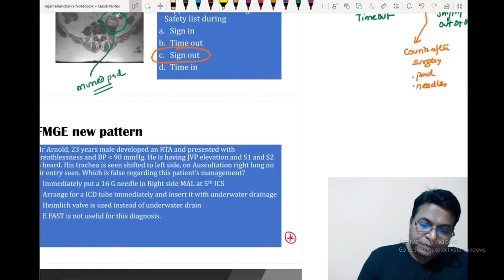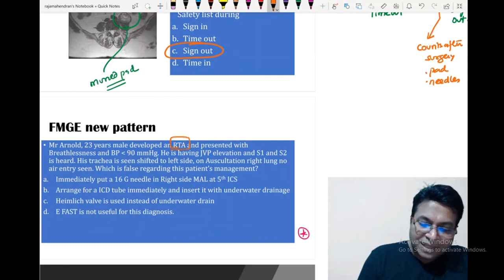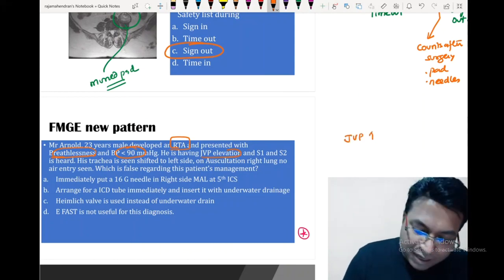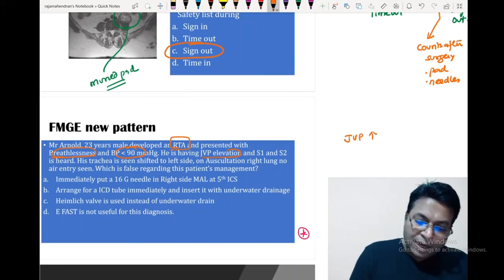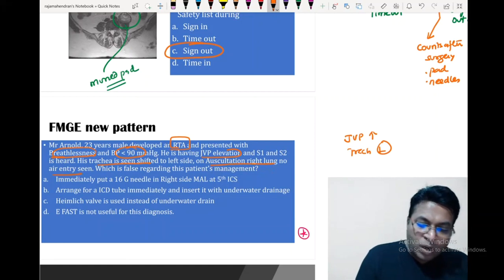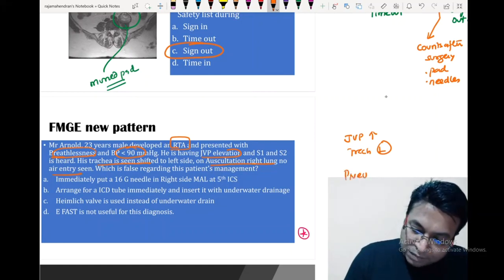Okay. Mr. Arnold developed RTA and presented with breathlessness. See, breathlessness, BP less than 90, JVP elevated. Please understand the catch points. JVP elevated and trachea is shifted to the left, and on auscultation, the right lung has no air entry. The right lung is having no air entry. So this is a case of a pneumothorax. Please remember, it is a case of tension pneumothorax.